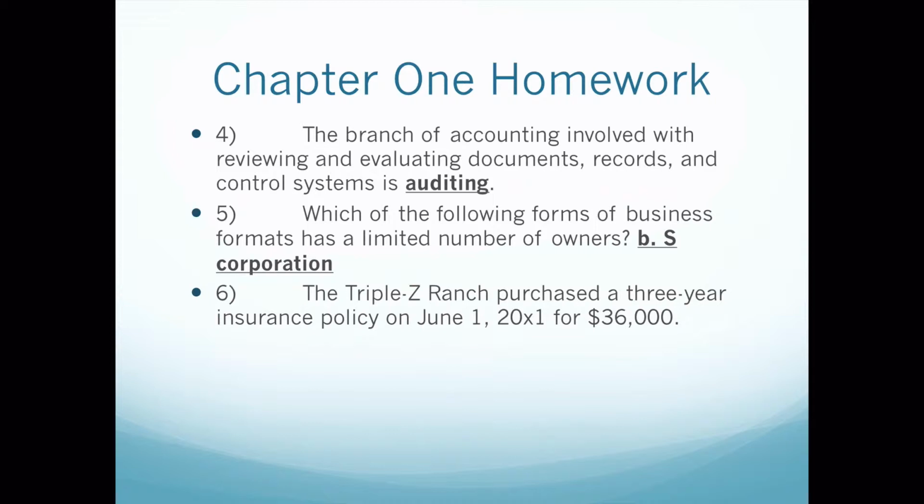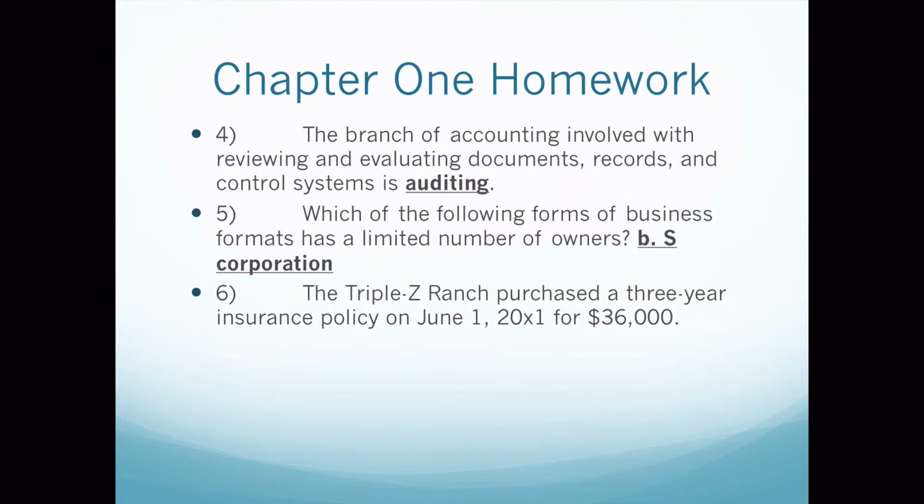Number 4, the branch of accounting involved with reviewing and evaluating documents is auditing. If you noticed on the lectures, I really didn't cover the different branches of accounting, so this is a homework problem, but it's not going to be a test problem. Number 5, which of the following forms of business formats has a limited number of owners? And that's going to be B, an S corporation. As I told you in the lecture, one of the corporate structures has a limited number of members, and that's the S corporation.